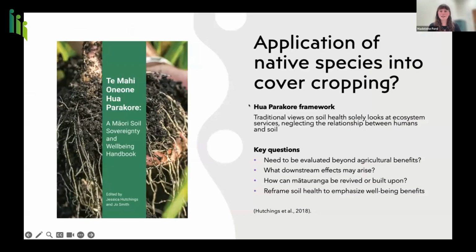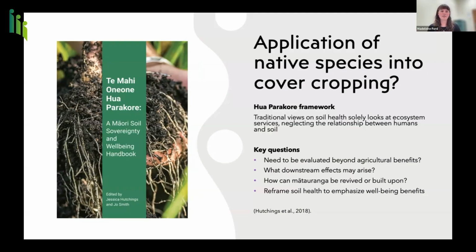So another aspect that I looked into was whether native species could be used in cover cropping in Aotearoa. And so I read this book here, Te Mahi One One Hua Parakore, and it was really awesome. What it kind of did was look into soil in terms of the interaction between humans and soil, rather than solely looking at the ecosystem services.